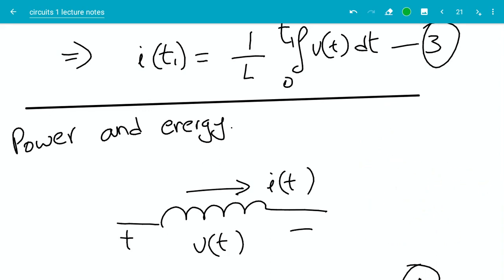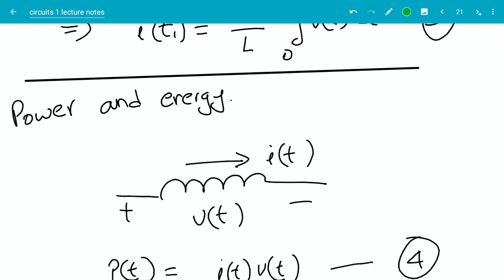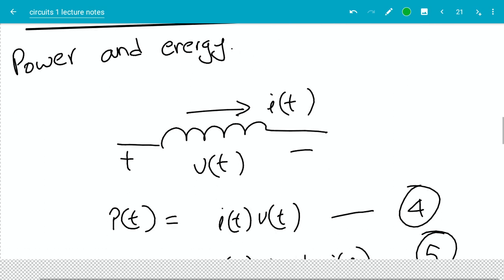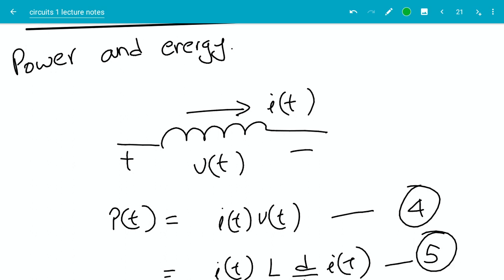If the inductor is getting heated, that is not because of the inductance itself, but because of some other reasons. In an ideal inductor, the power is still i(t) times v(t), where i(t) is in the direction of the voltage drop, but this power will be stored in the form of a magnetic field.